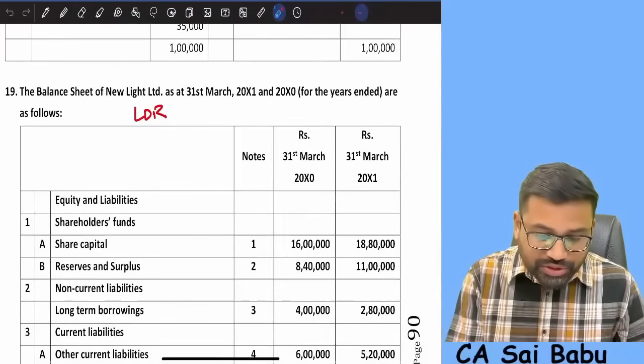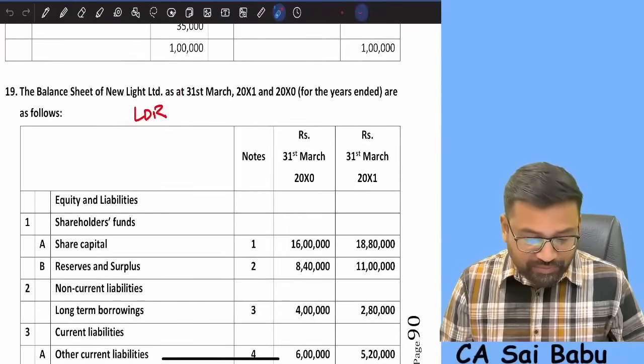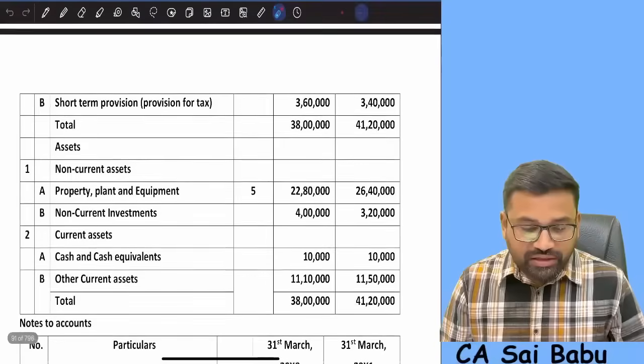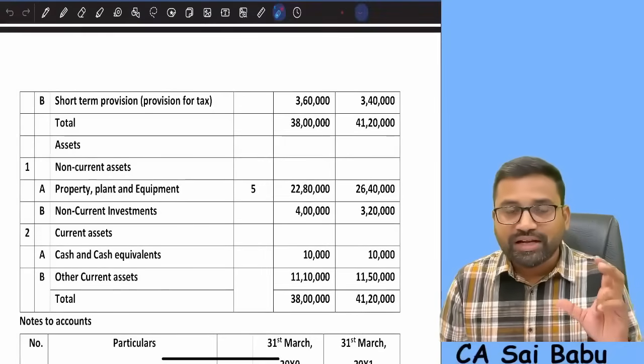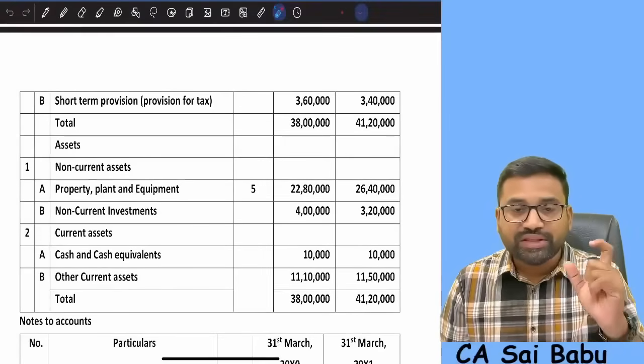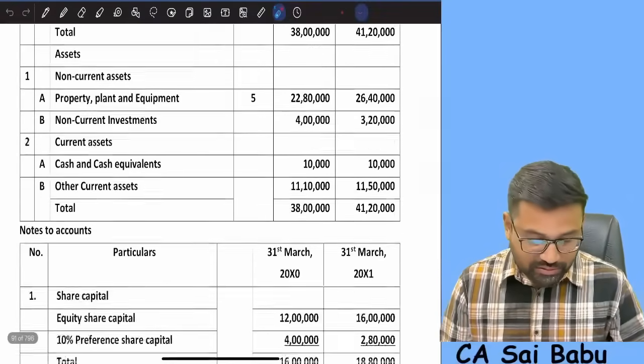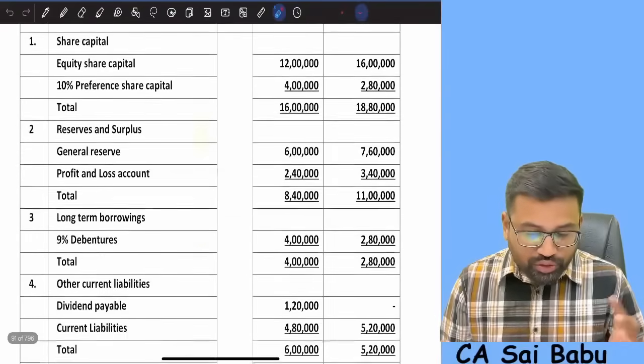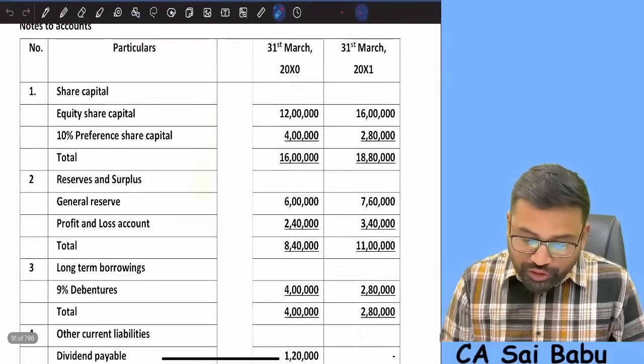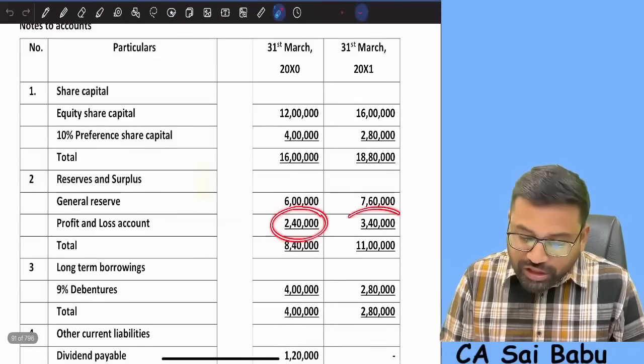New Light Limited question. In this question also, same thing, sir. We need to ascertain the cash flow statement under the indirect method. So first we will start with the net profit before tax. But we don't know the net profit before tax. So we know the opening P&L balance is 2,40,000 and the closing is 3,40,000.